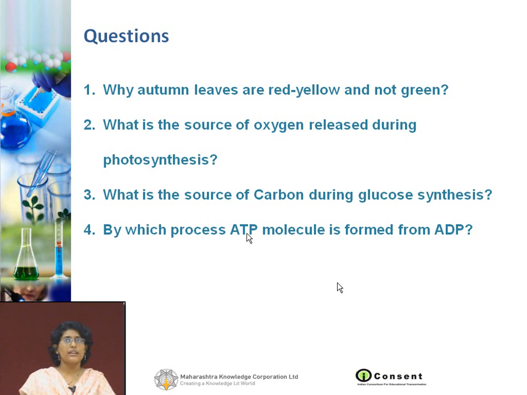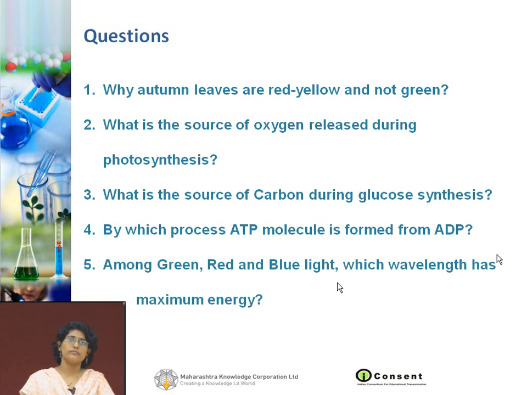So addition of phosphate is called as phosphorylation. When the energy is made available in the form of light, that is called as photophosphorylation. So the ATP is produced from the ADP by the reaction or by the process called as photophosphorylation.